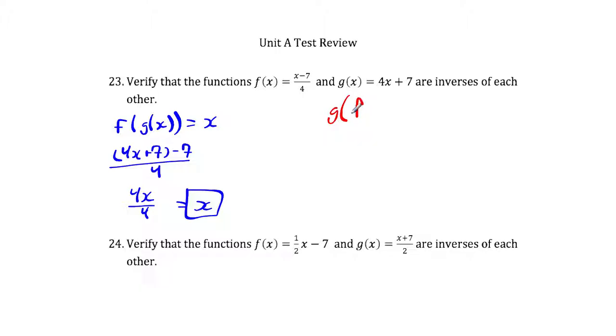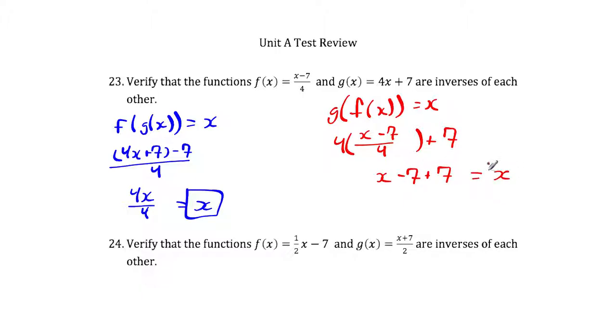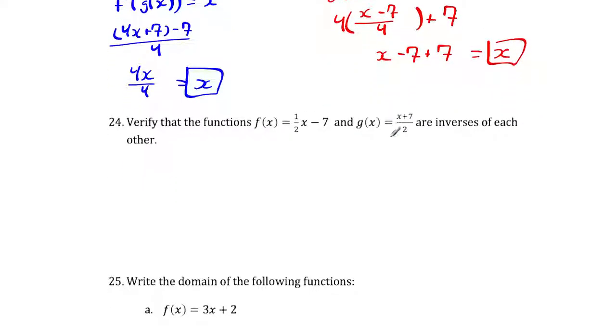If I wanted to show g of f of x is equal to x, g of x is 4x plus 7. And then in place of the f of x, I get x minus 7 over 4. When I multiply, the 4's cancel out. So I just end up with x minus 7 plus 7, which of course is equal to x. Because they both equal x, I get the verification there.